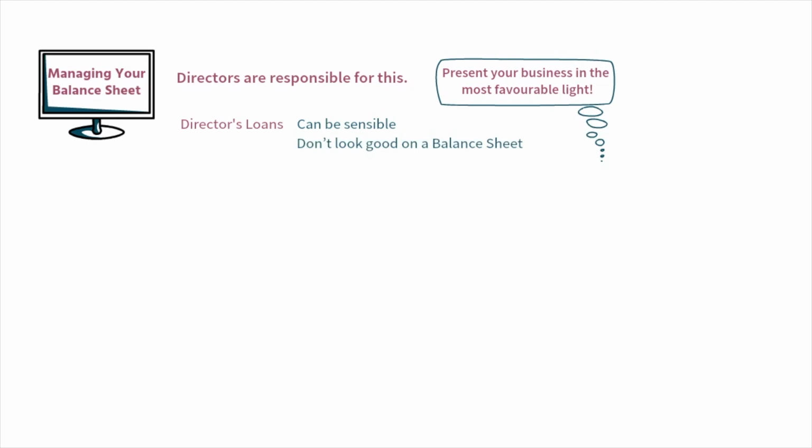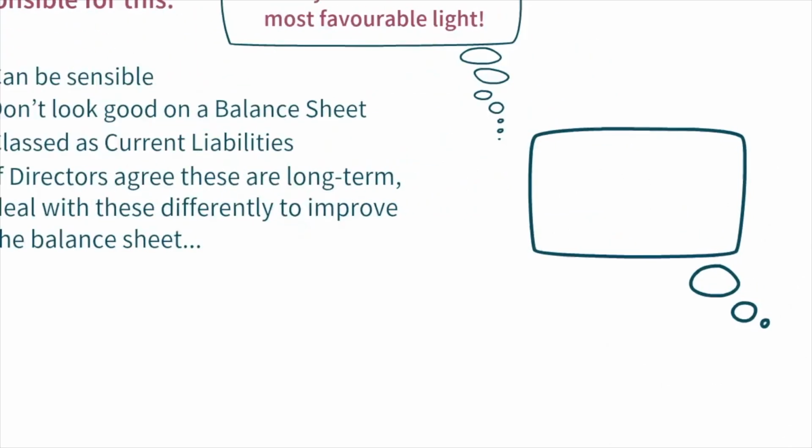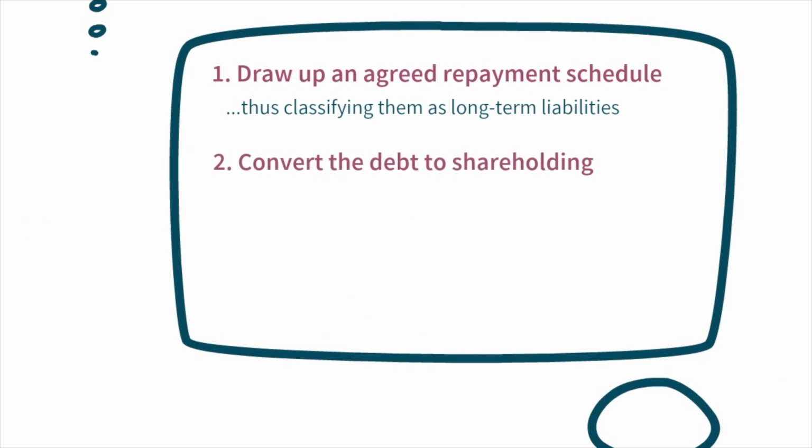This is because they are classed as current liabilities, which might imply to the external viewer that the business is under some pressure to meet these liabilities. If the directors are agreed that the monies are long-term liabilities, i.e. they don't plan repaying them in the short term, they should be dealt with differently to improve the look of the balance sheet. Two options are: 1. Draw up an agreed repayment schedule for some time in the future, thus classifying them as long-term liabilities. Or 2. Convert the debt to shareholding.